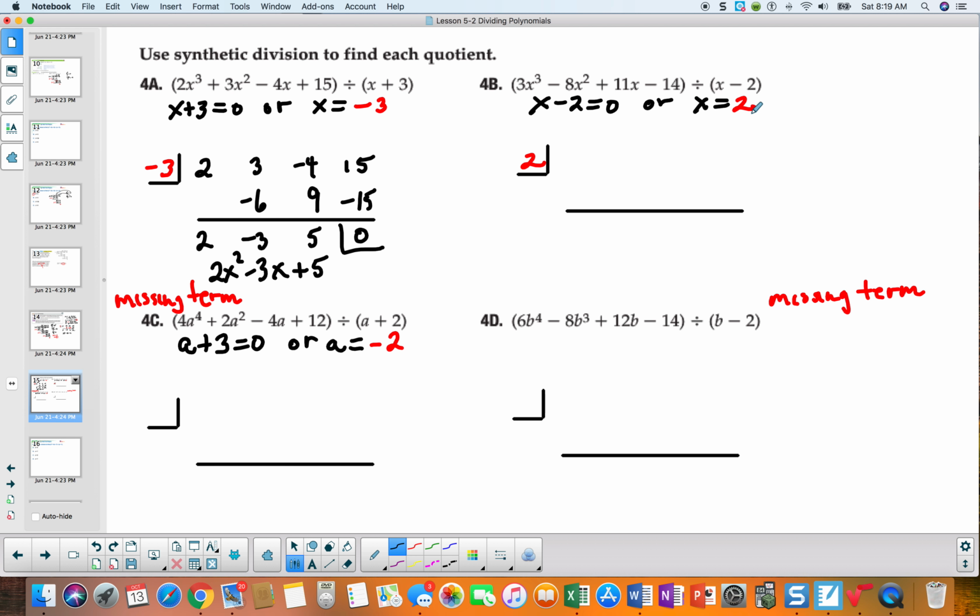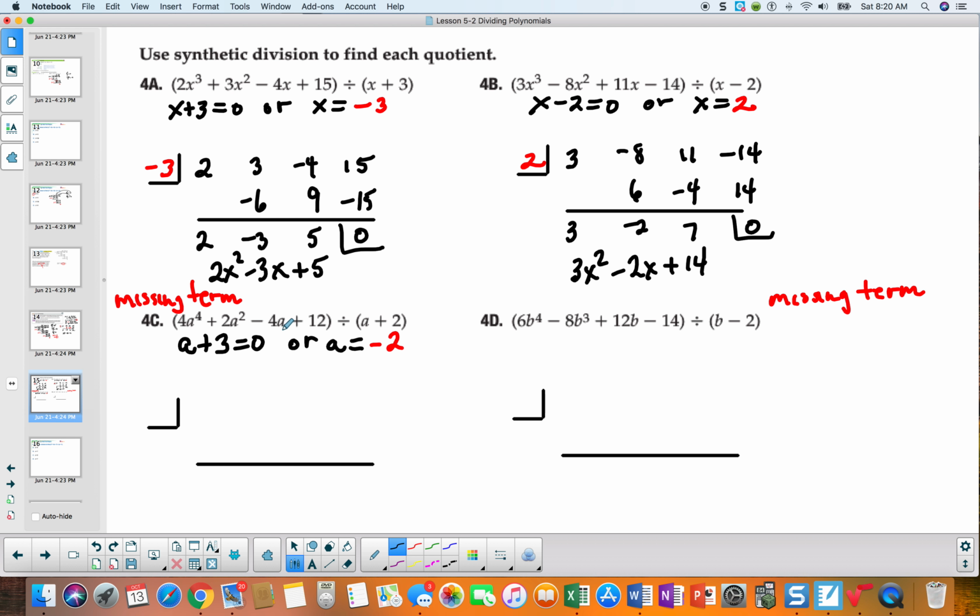Okay, here's my divisor. What I put in synthetic division is what x is equal to, so that's 2. And I'm going to write down 3, negative 8, 11, and negative 14. I'm going to bring down this term. That's going to be the first part of my answer. Multiply, multiply, add, so that's a 7, multiply, and then add, and this last term right here is my remainder. I'm going to go ahead and write the answer, 3x squared minus 2x plus 14.